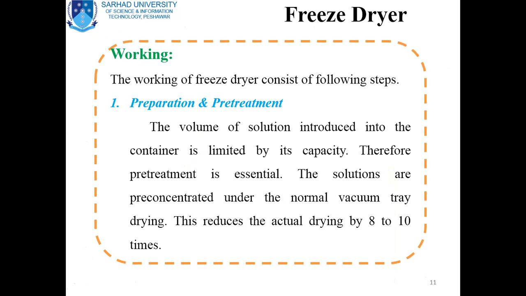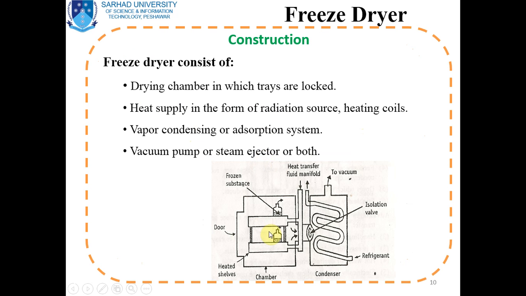Now we will discuss the working of the freeze dryer. The working of the freeze dryer consists of the following steps, including pre-treatment and preparation. In the preparation and pre-treatment, the volume of the solution is introduced into the container that will be further subjected into the trays. You have observed that the chamber consists of trays, and on the trays the materials to be dried, the frozen substances, are locked.